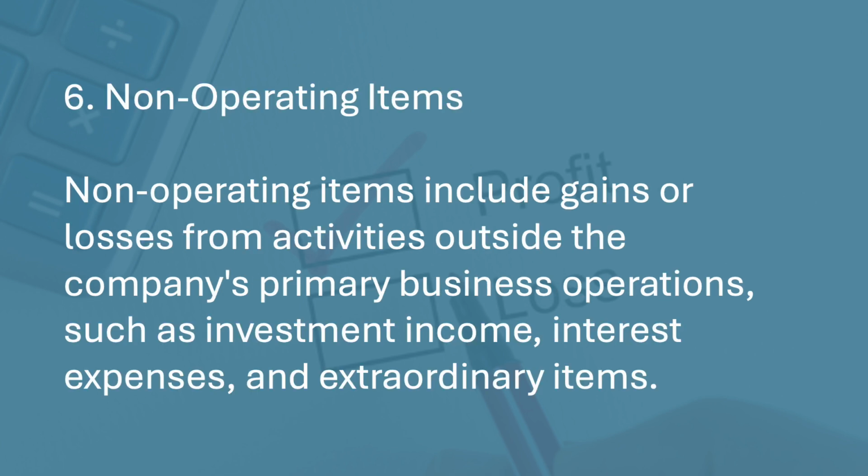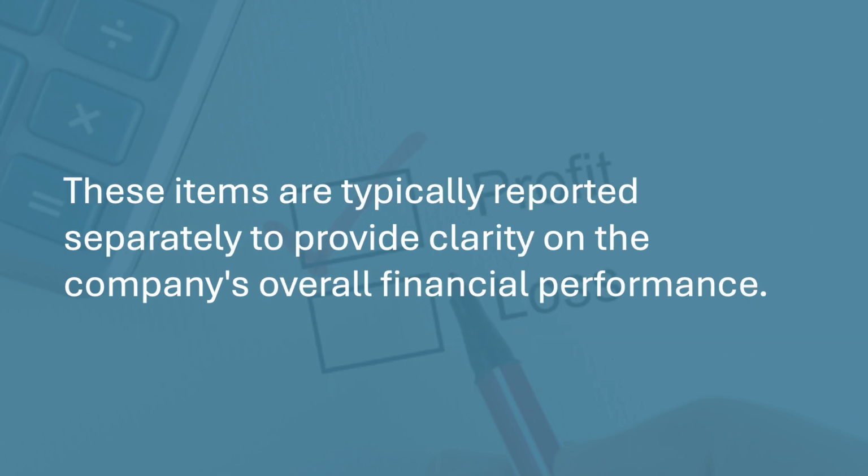6. Non-operating items. Non-operating items include gains or losses from activities outside the company's primary business operations, such as investment income, interest expenses, and extraordinary items. These items are typically reported separately to provide clarity on the company's overall financial performance.